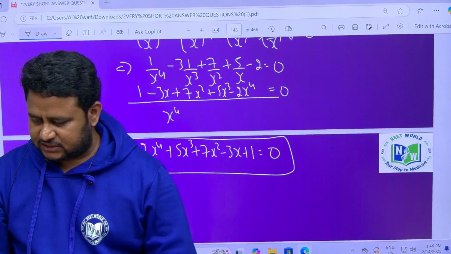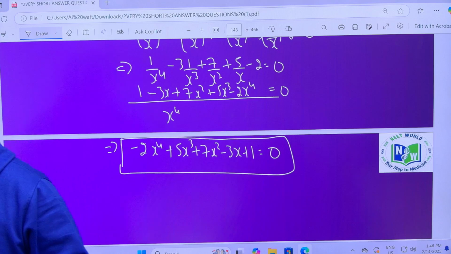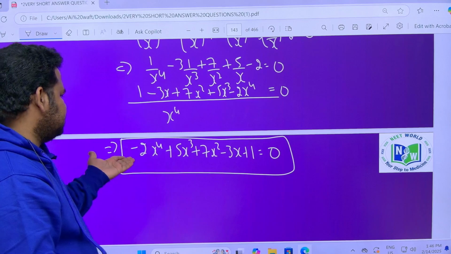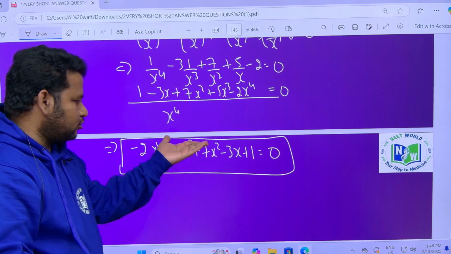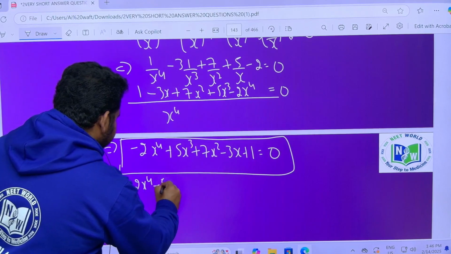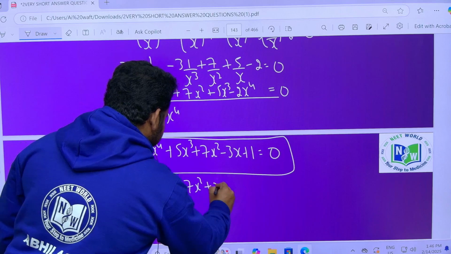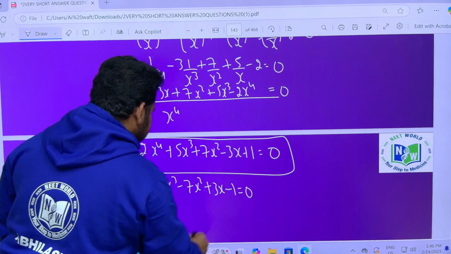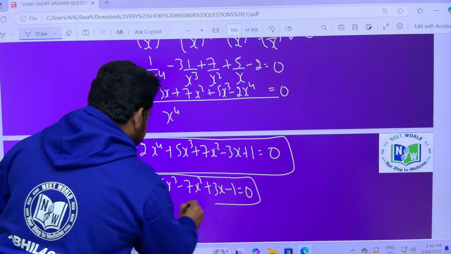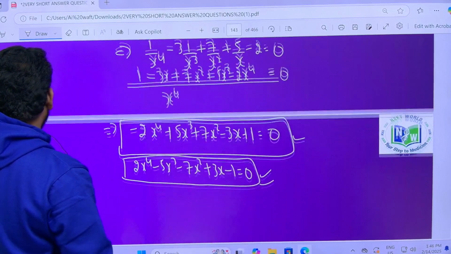This is the required equation, friends, when it is reciprocal. Or you can change the negative sign. Multiply throughout the equation by minus, and you will get 2x to the power of 4 minus 5x cube minus 7x square plus 3x minus 1 is equal to 0. That means wherever minus is there, it will become plus, and wherever plus is there, it will become minus. That's all. You can write this here, or keep it here itself. No problem.